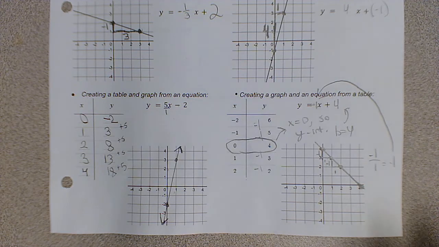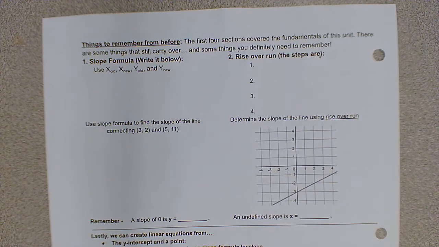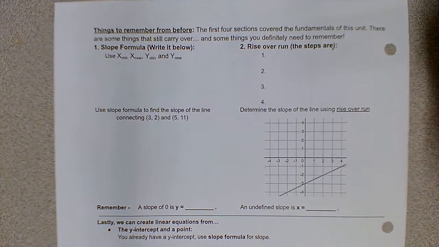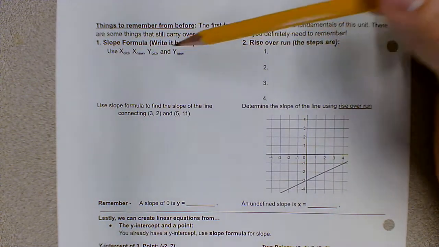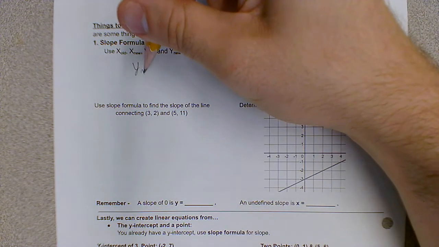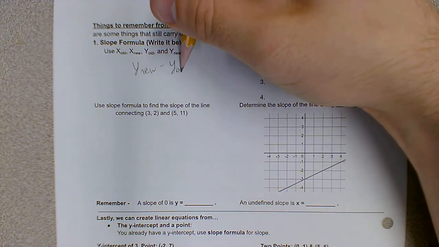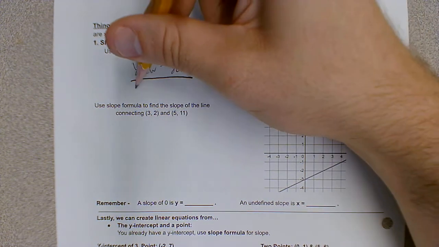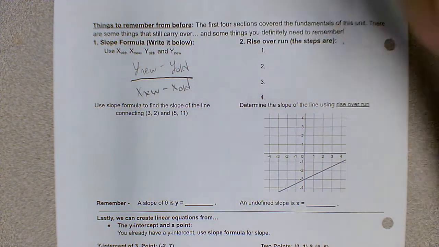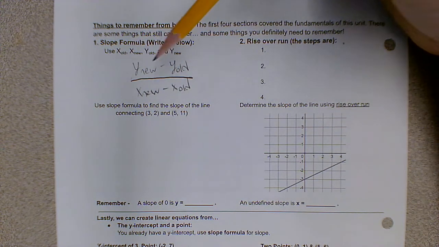Okay, let's flip over to the back. So the top of my back is review from the first 4 sets of notes. We have to know the slope formula and how to do rise over run. I'm going to do the slope formula stuff first. So I'm going to use these vocabulary words to go ahead and create my slope formula. That'll be y new minus y old over x new minus x old. Y new, y old, x new, x old.